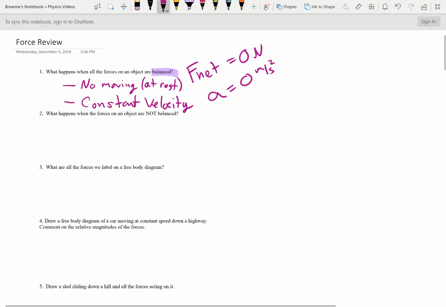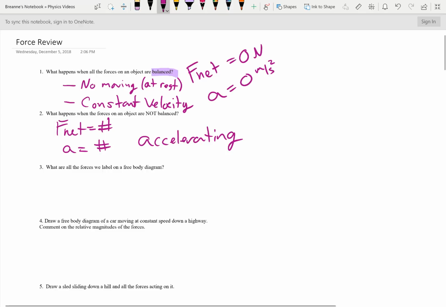So what happens when the forces aren't balanced? That means you have some type of net force. Net force equals some number. Acceleration equals some number. So therefore the object is accelerating.